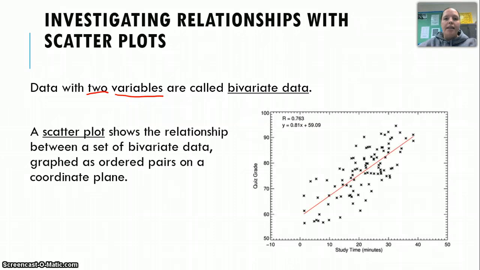When we look at a scatter plot, you may have actually seen graphs that look like scatter plots before. A scatter plot shows a visual representation of the relationship of bivariate data. So we graph that data as points and then look for a relationship.